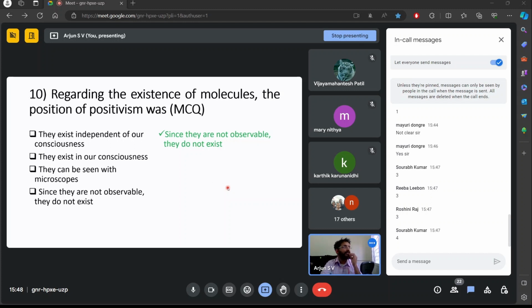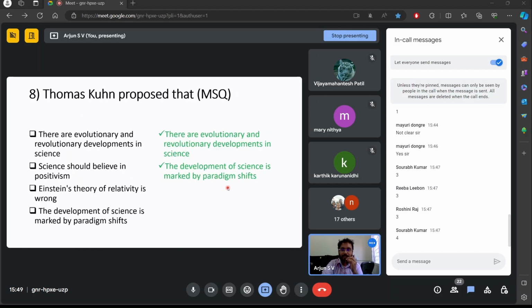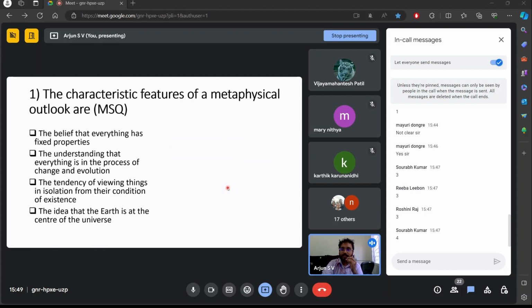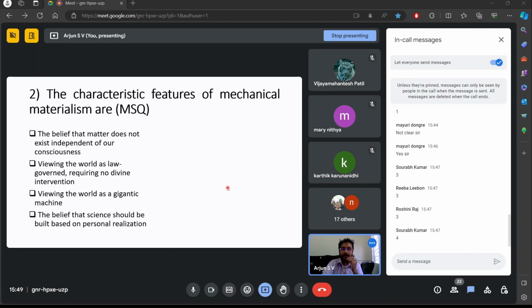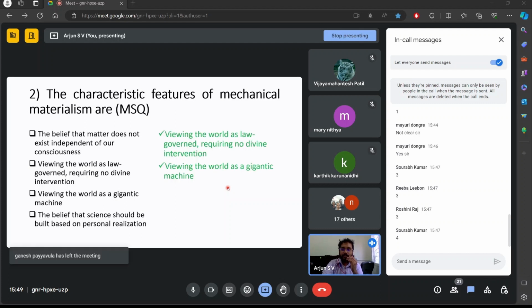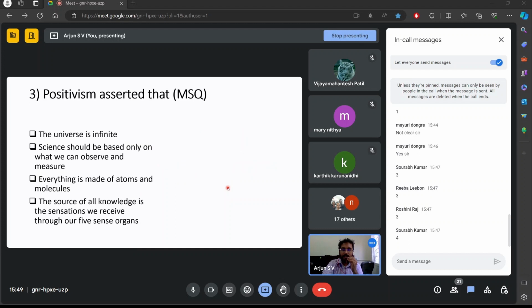So these are the 10 questions for this week. Once again, there are some doubts as well, so for the people who joined late, I'll briefly go over the questions and answers one more time. The characteristic features of a metaphysical outlook are option one, the belief that everything has fixed properties, and option three, the tendency of viewing things in isolation from their condition of existence. Question two, the characteristic features of mechanical materialism are option two, viewing the world as law governed, requiring no divine intervention, and option three, viewing the world as a gigantic machine.